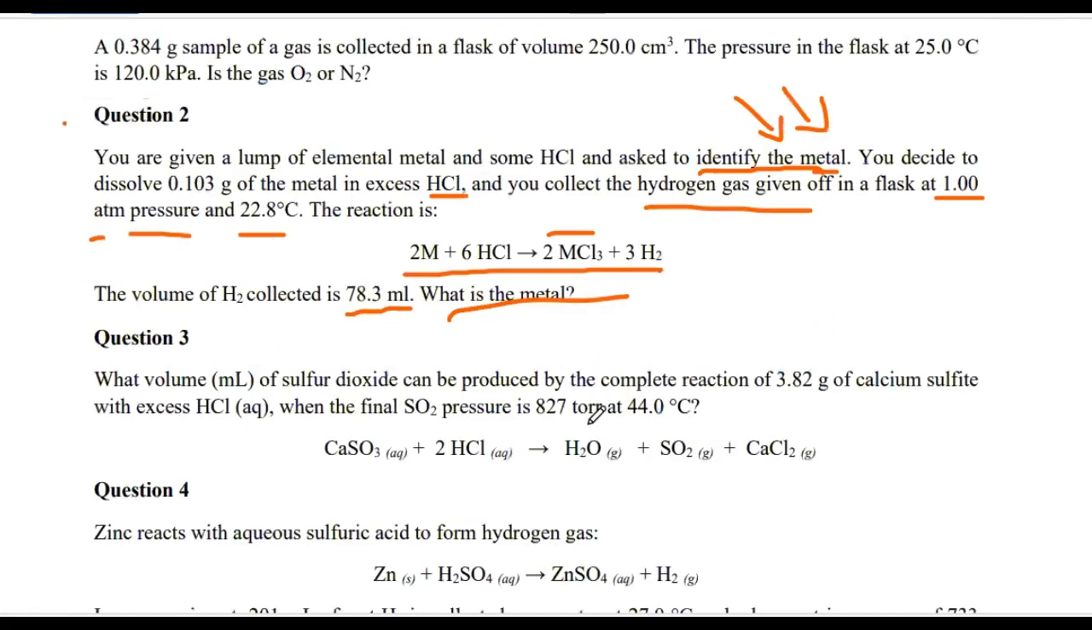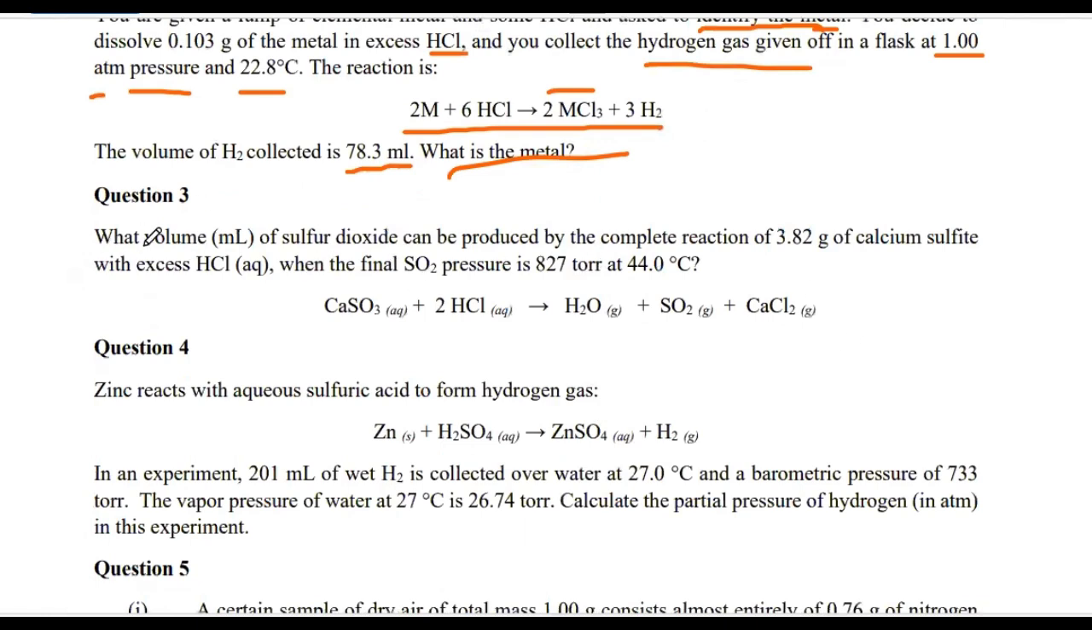Okay, so let's go to number 3 and try to solve it. What is number 3 saying? They're saying, what volume of sulfur dioxide can be produced by the complete reaction of 3.28 grams of calcium sulfite with excess hydrochloric acid? Excess hydrochloric acid simply means that the calcium sulfite is our limiting reagent.